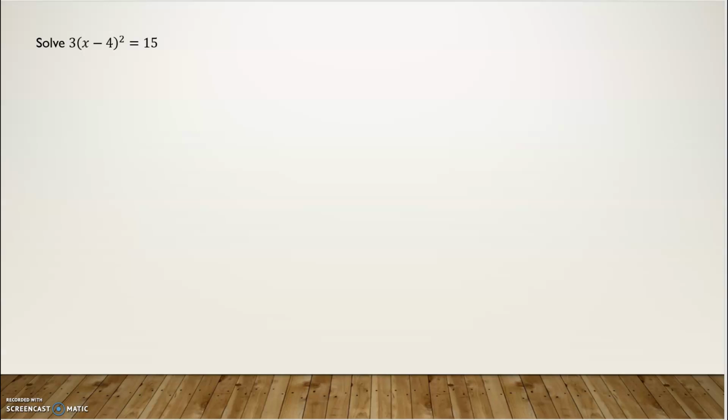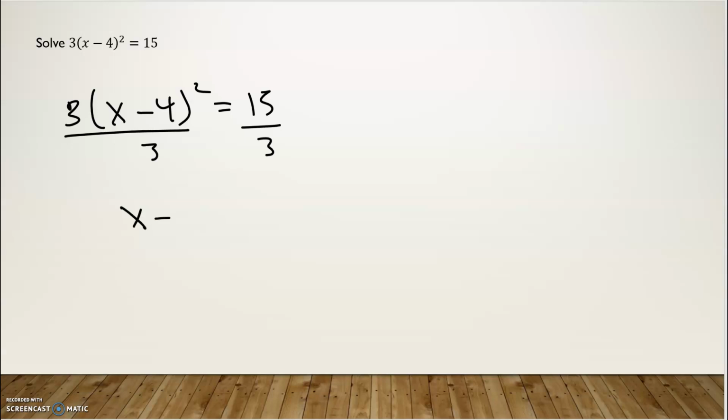Now let's look at this one. First off, we need to isolate the term or the expression that has the square, which is the x minus 4. That has the square. So I first need to divide both sides by the 3. So 3 times x minus 4 squared equals 15. Divide both sides by 3. So x minus 4 squared equals 5.